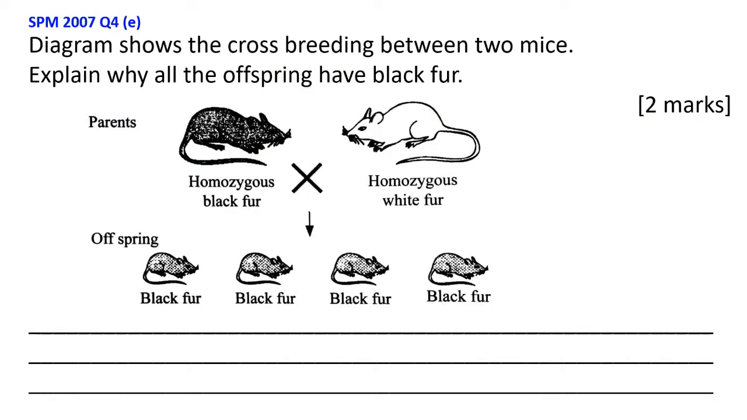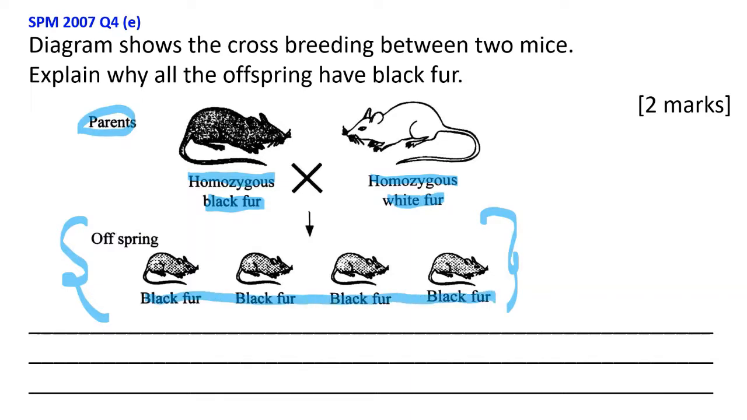Next question. The diagram shows the crossbreeding between two mice. Explain why all the offspring have black fur. Look at the diagram. One parent is homozygous with black fur, and the other parent is homozygous with white fur. But all the offspring have black fur. Explain the question.